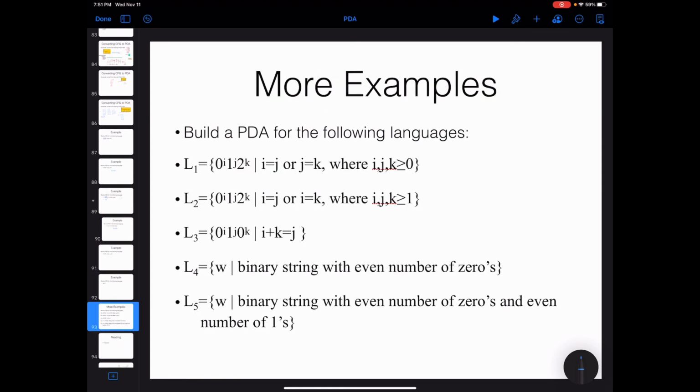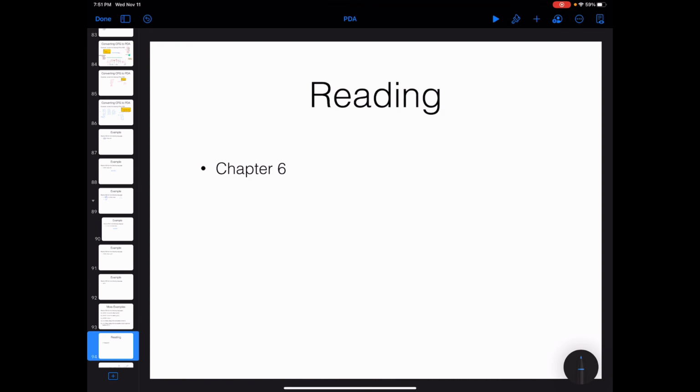I have a couple of examples here for you. Just take them as an exercise. Some of them are even regular languages, so it's not going to be a very difficult problem. Anyway, I'll try to post the answers to the Blackboard. So this is going to cover chapter 6 from your textbook. After watching this video, please read the slides again one more time and try to do the examples, the exercises, and if you have any questions, please come to the office hour or email me.